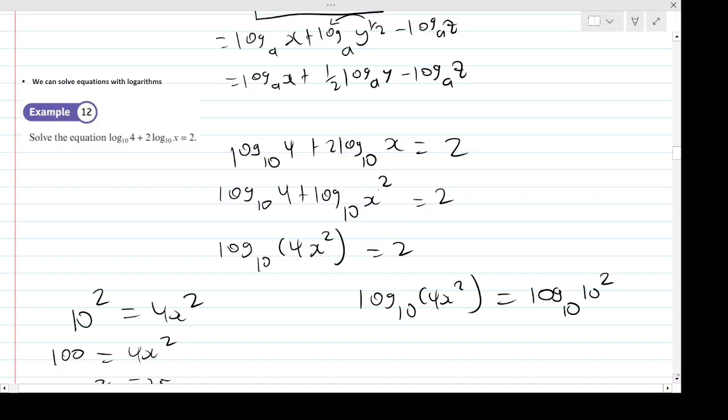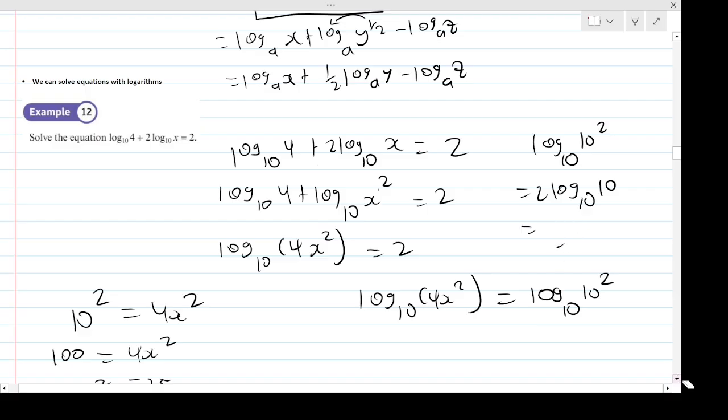Hopefully you recognise why that's allowed, because if I had log 10 of 10 squared, but I moved the 2 outside to get 2 log 10 of 10, then remember the log law, if I've got the same base as my input, that will always equal 1. So it's 2 lots of 1, which is just 2. Okay?